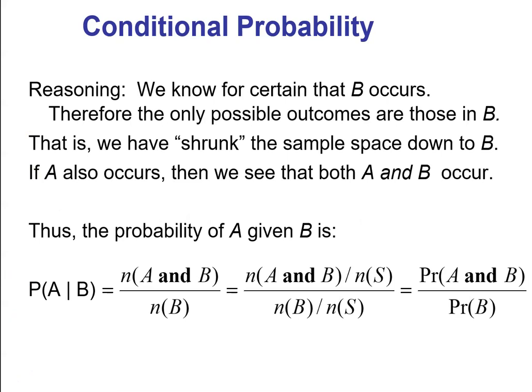Okay, so there's a little bit of reasoning here. We know for certain that B occurs, therefore the only possible outcomes are those in B. Thus we can shrink the sample space down to B. So if A also occurs, then we see that both A and B occur. Okay, so that's kind of the rationale behind that.